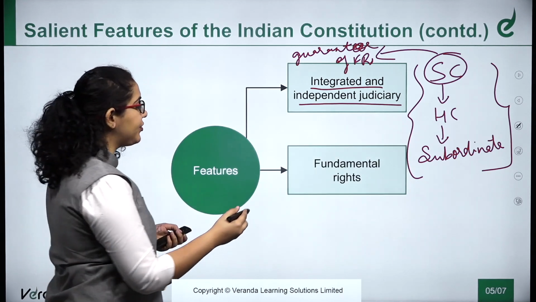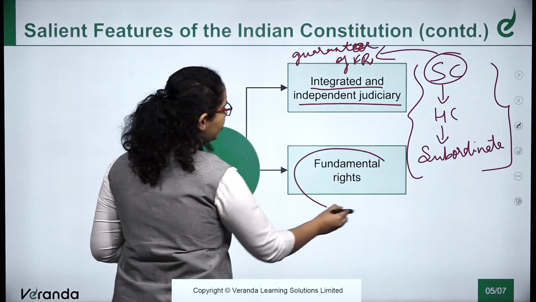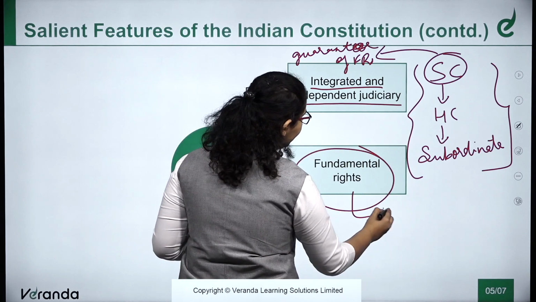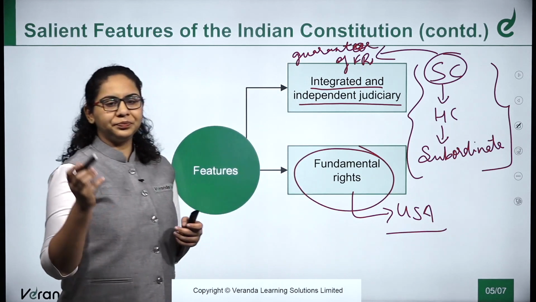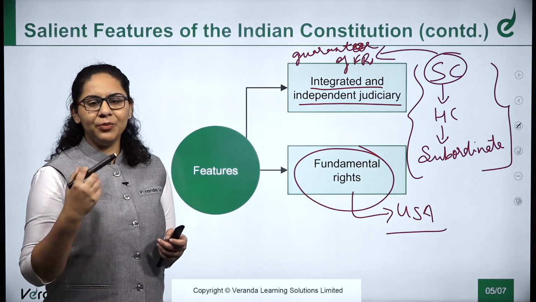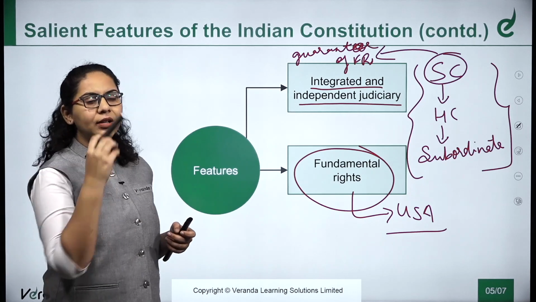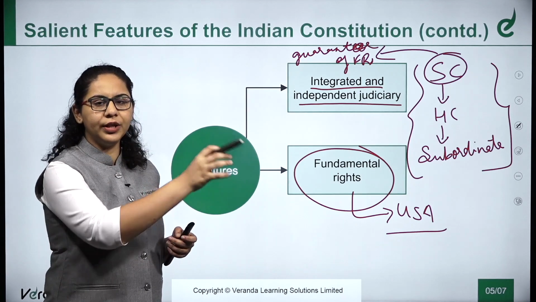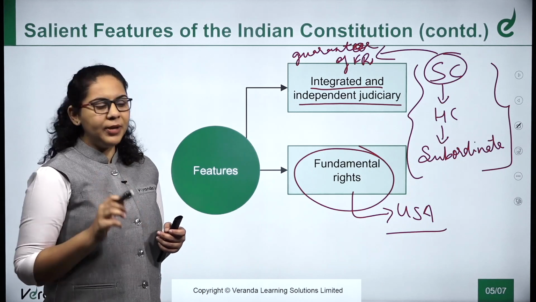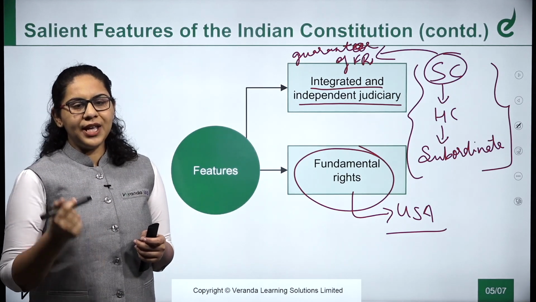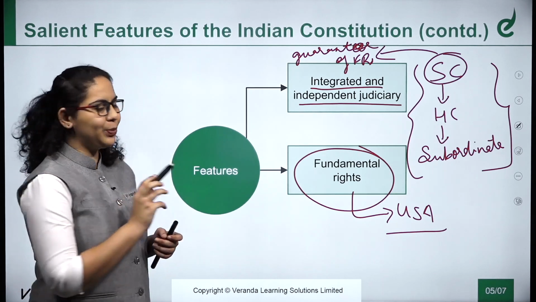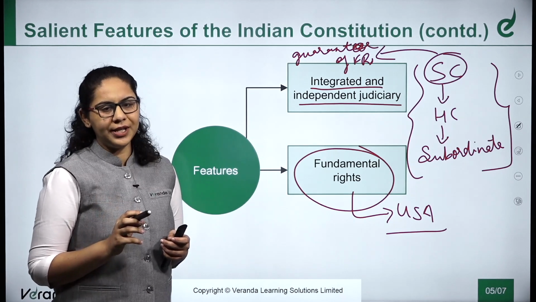Next important feature is fundamental rights. We have derived this from the USA Constitution. Fundamental rights, very important feature. Why so? Because from this feature we derive some rights which are unique to us, and these rights act as a constraint for the governments of the day. Governments of the day cannot encroach on our liberties, our freedoms, and cannot misuse the powers, because we, the citizens of India, have fundamental rights.